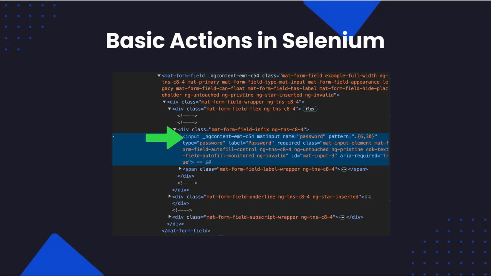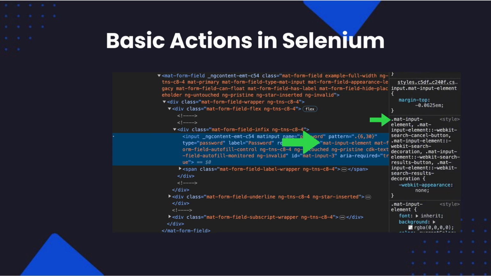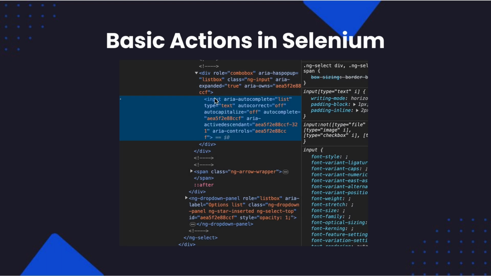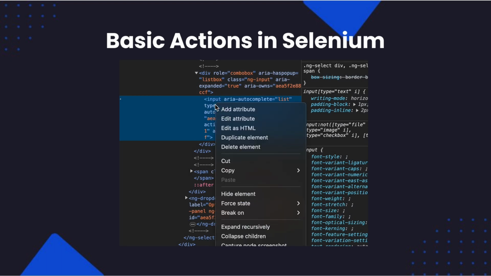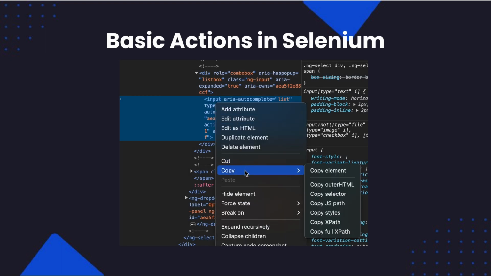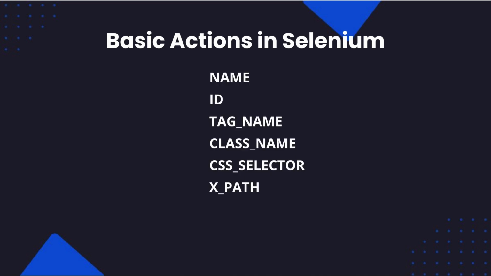Tag name locates elements based on their HTML tag name. Likewise, class name locates elements based on the value of the class attribute. The CSS selector locates elements using CSS selectors, which offer a powerful way to select elements based on their attributes. And XPath locates elements using XPath expressions, which provide a way to navigate through the XML structure of a document. We'll use all of these methods throughout this tutorial.